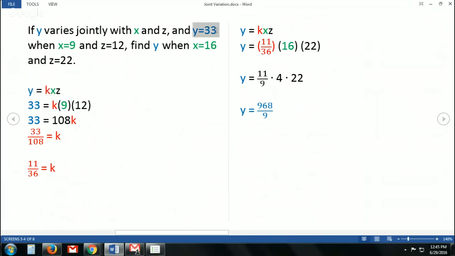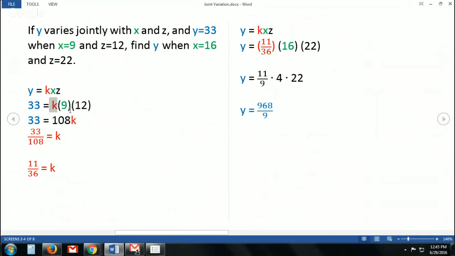We know that y is equal to 33. So in place of y, let's substitute 33. We know that x is equal to 9. So in place of our x, let's put 9 in. We know that z is equal to 12. So in place of z, let's substitute 12. After we've done all of this substituting, we've eliminated every variable except for k.